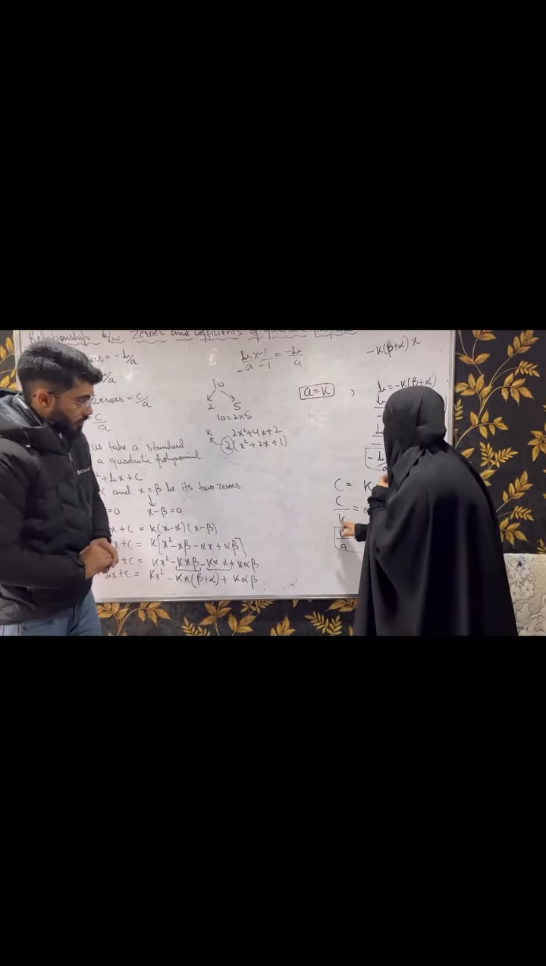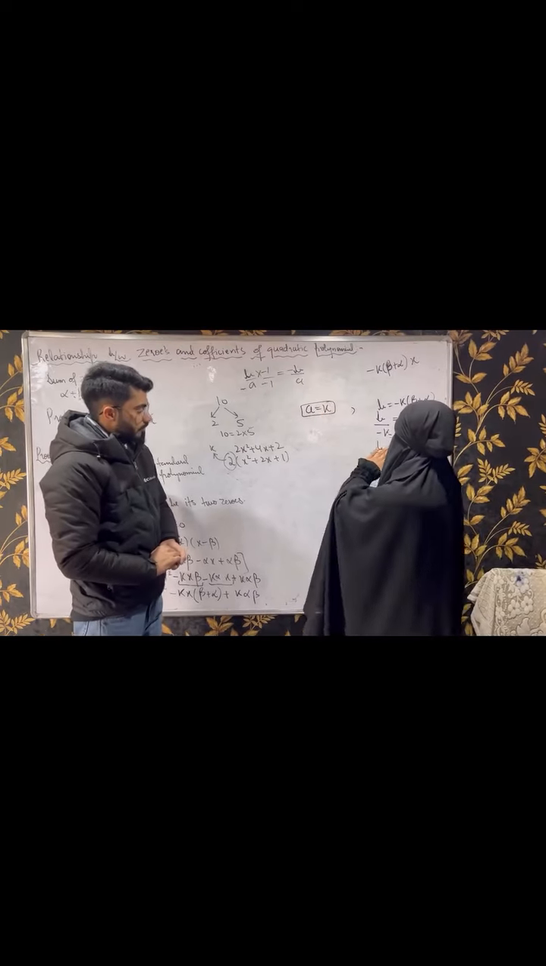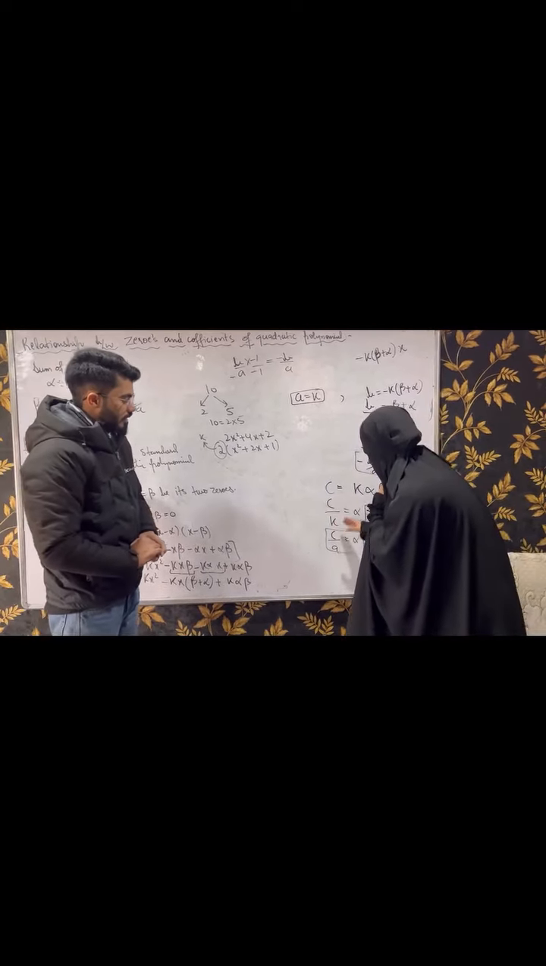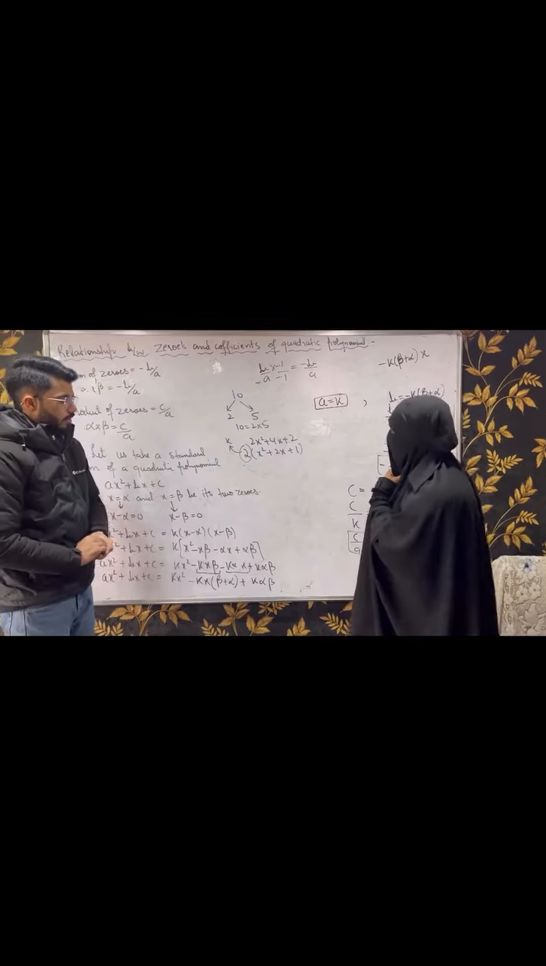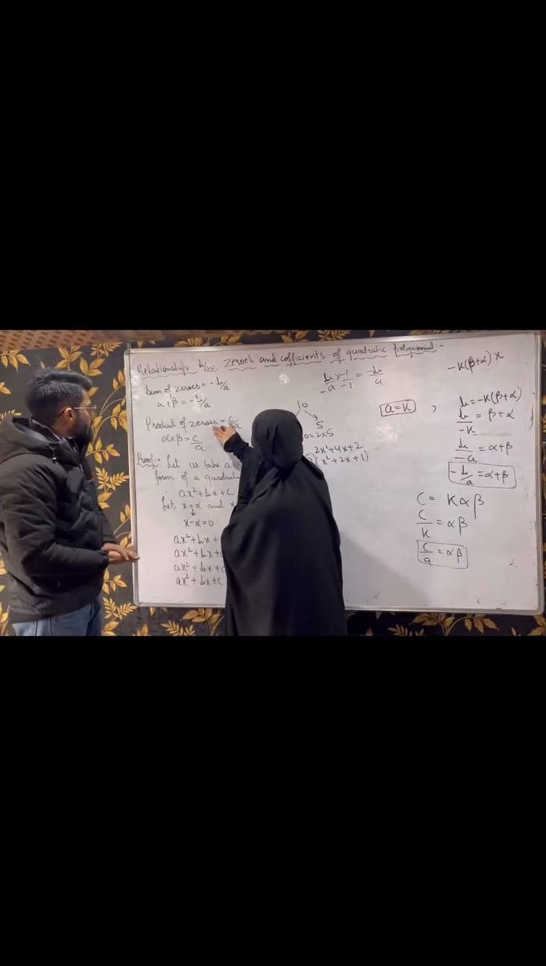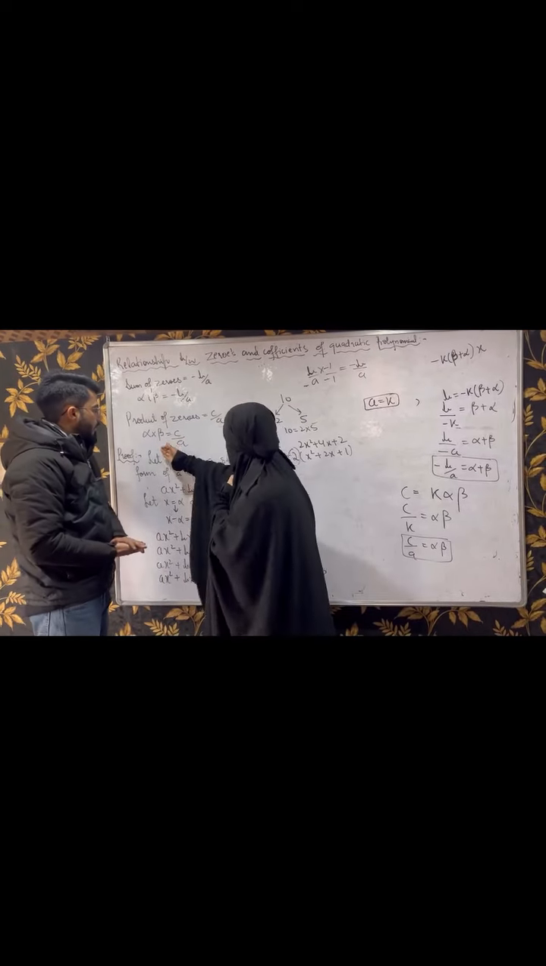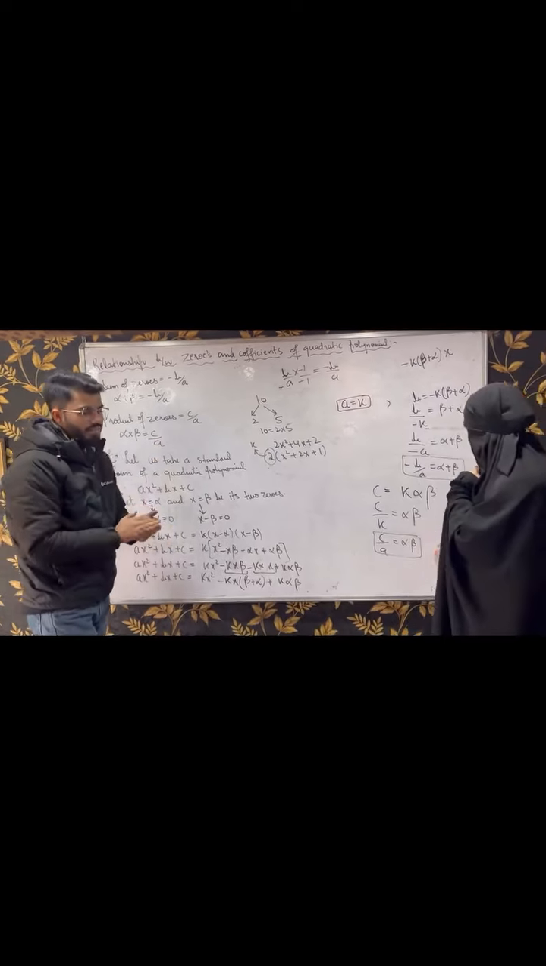That is, we have proved that k is equal to a here. We will write a here instead of k. That is c divided by a is equal to alpha into beta. That is proved that the product of zeros is equal to c divided by a. Alpha into beta is equal to c divided by a. Fantastic.